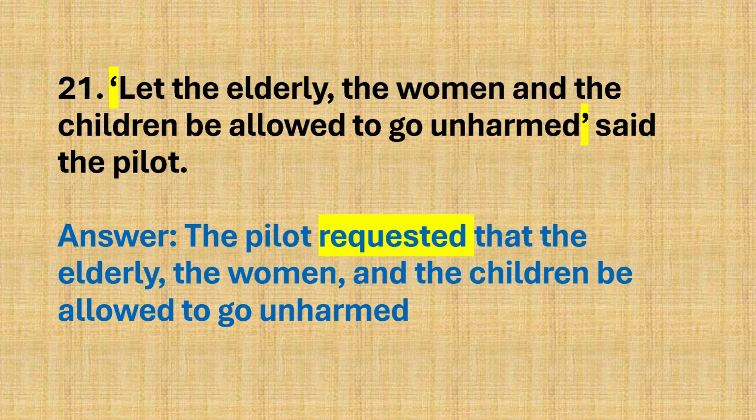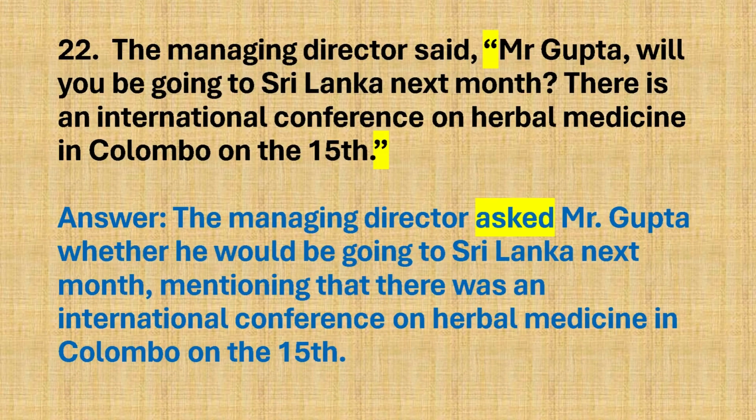"Let the elderly, the women and the children be allowed to go unharmed," said the pilot. Answer: The pilot requested that the elderly, the women and the children be allowed to go unharmed. In the above sentence, "requested" is used instead of "said" since the statement expresses a plea or appeal. The passive imperative "let be allowed" remains unchanged in meaning, but it is introduced with "requested that" in indirect speech. And in this, no pronoun change since the sentence refers to a general group. No pronoun adjustments are needed. Indirect speech does not retain quotation marks.